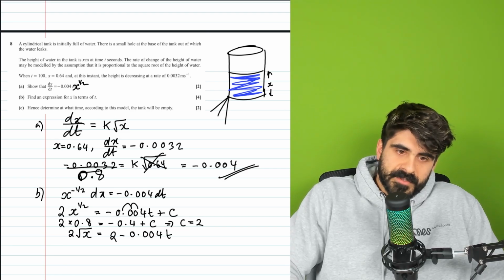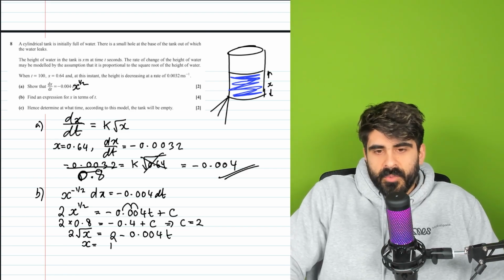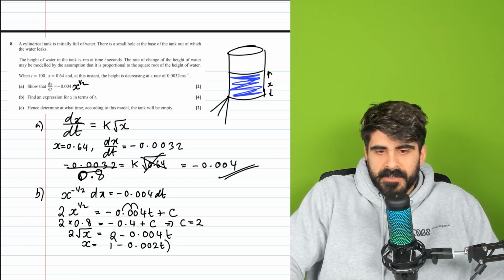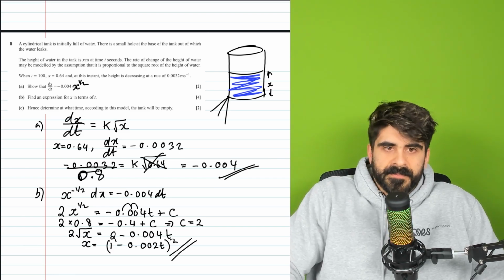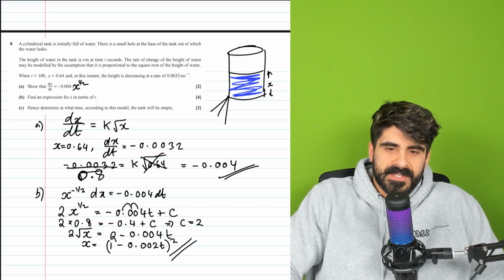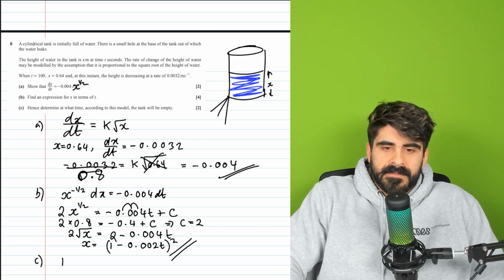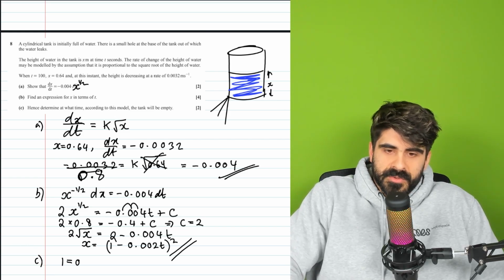Write x in terms of t. So we divide everything by 2 and square everything. 1 minus 0.002 t squared. Hence determine at what time the tank will be empty. So that's when x is 0. So that's just when whatever's in the bracket equals 0.